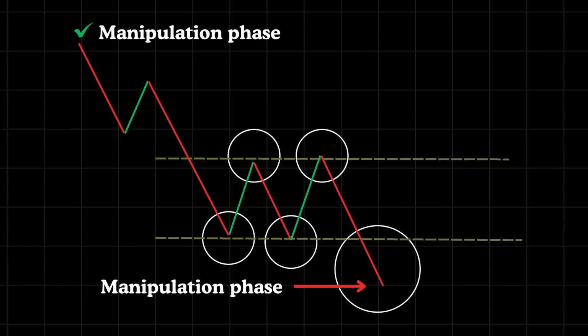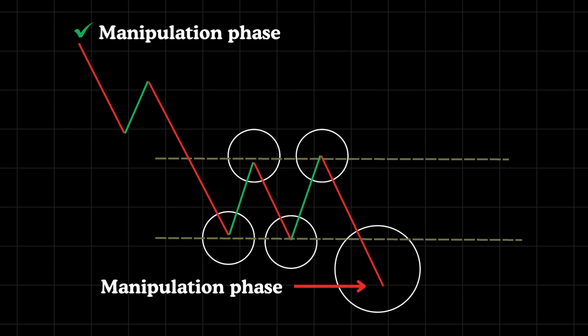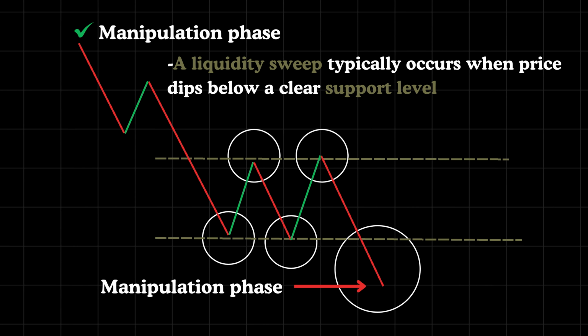Next is the manipulation phase, where price fakes a breakout either above or below the range. This move is meant to deceive retail traders by triggering stop losses and pulling in breakout entries. It's a textbook liquidity sweep, engineered to activate orders from unaware participants.